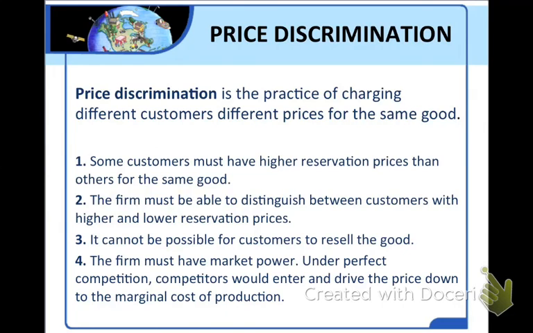Under perfect competition, competitors would enter and drive the price down to the marginal cost of production. It is easiest for firms to distinguish between whole groups of customers. For example, price discrimination is often practiced between younger and older age groups. When individual customers are charged their reservation price, this is called perfect price discrimination.